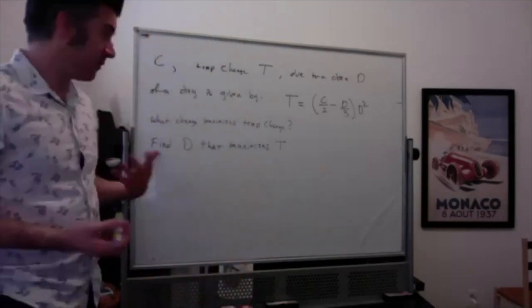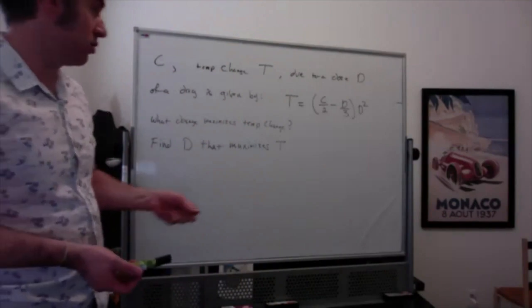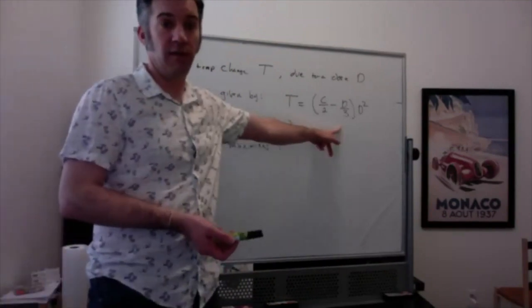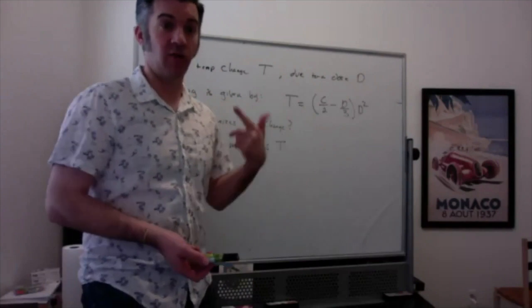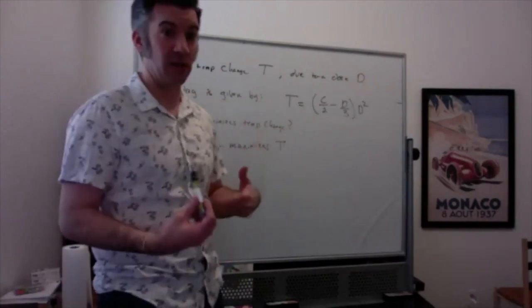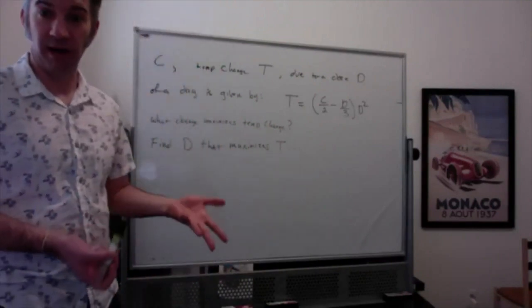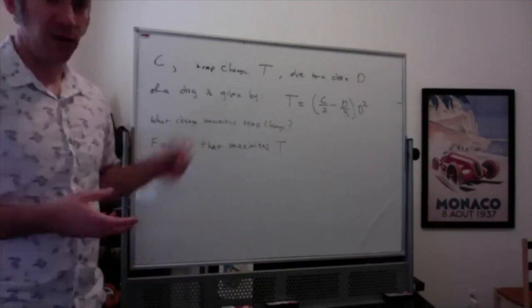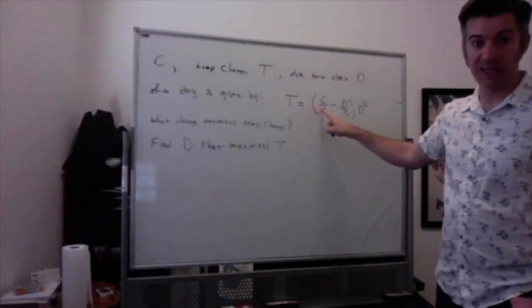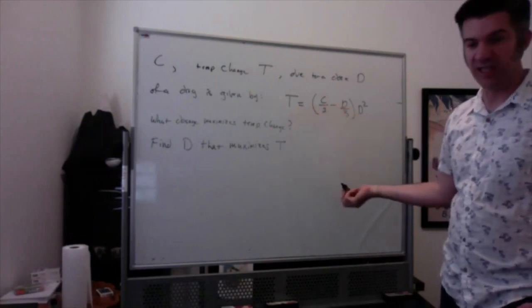As we've seen more than a few times now, if you want to maximize a thing, you write that thing as a function of some other stuff, take its derivative and set it equal to 0 to find the critical values. Those critical values might be where you have a maximum. So I want to differentiate this. I have to be careful: C is a constant, D is a variable, so T is really just a function of D.